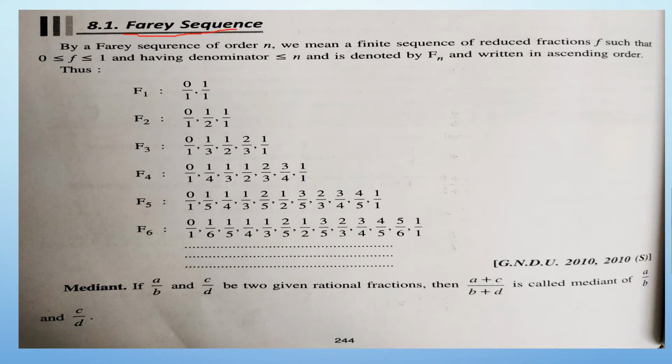By a Farey sequence of order n, we mean a finite sequence of reduced fractions that lie between 0 and 1 and having denominator less than or equal to n. Each fraction must have denominator less than or equal to n, and it is denoted by Fn, and it is always written in ascending order.